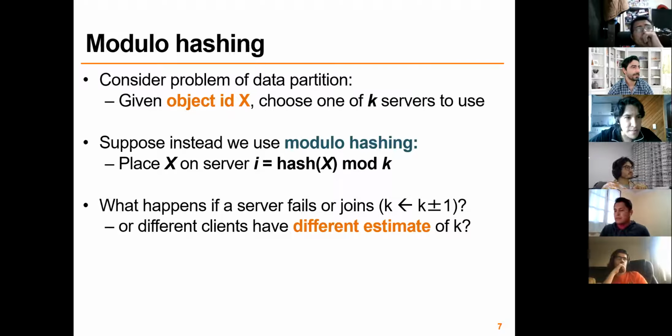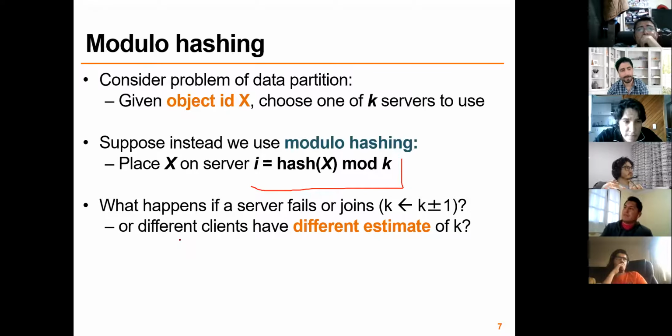So we discussed this modular hashing, that you hash the key, put it in a distributed hash table, and then you can look it up fast, whatever we discussed last time. But what happens if a server fails or joins? If we consider this is what we're using, we place object ID X on a server using these equations. So what happens if a server fails?